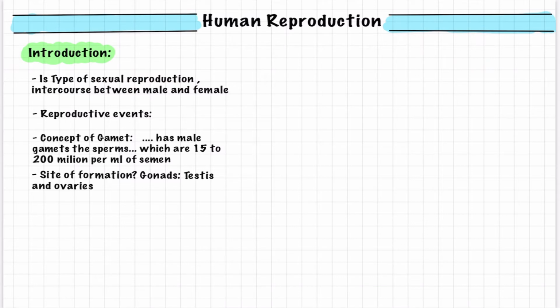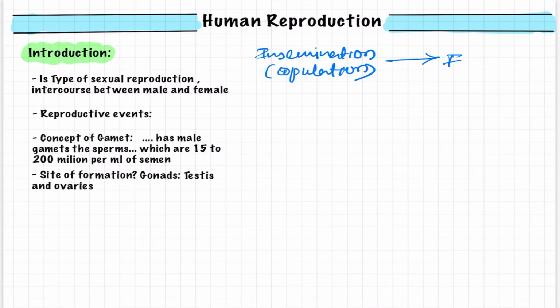So after understanding this, we will proceed to learn the reproductive events. First is insemination, the transfer of semen from the male to the female, accomplished by the process of copulation, that is, intercourse. After insemination, the male gamete reaches the fallopian tube, where the ovum, the female gamete coming from the ovary, is also present. Here the fusion takes place. That process is called fertilization.